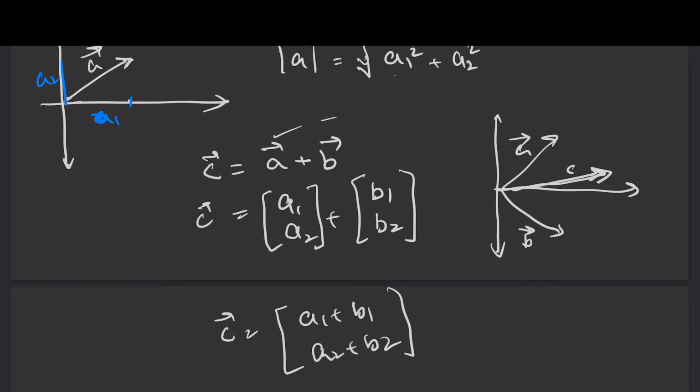We can also take this vector and keep it here, so that the tail of b vector matches with the head of a vector, and the resulting vector will be c vector.